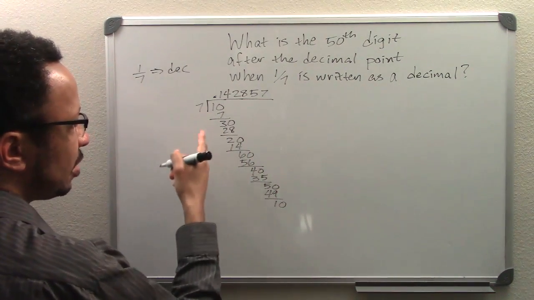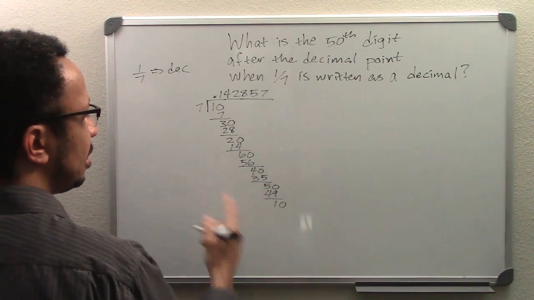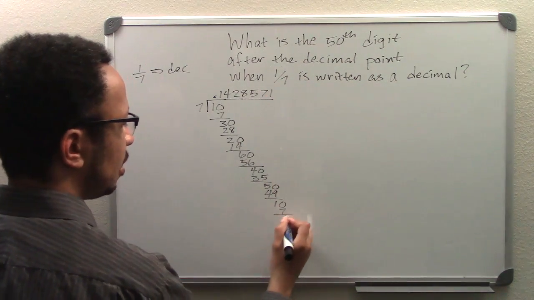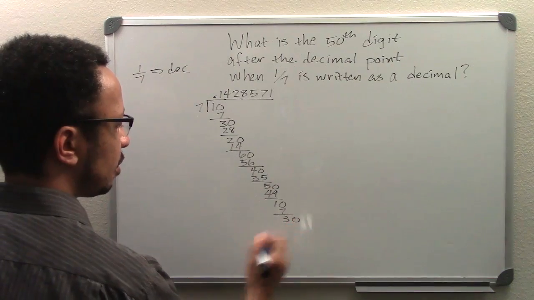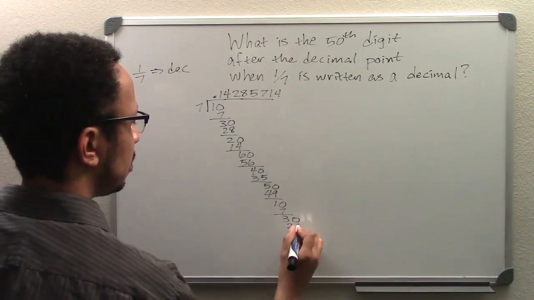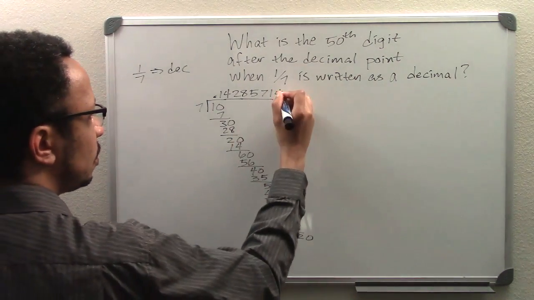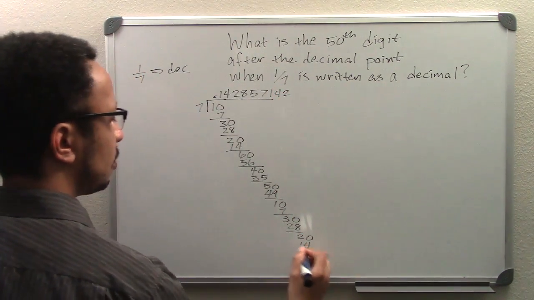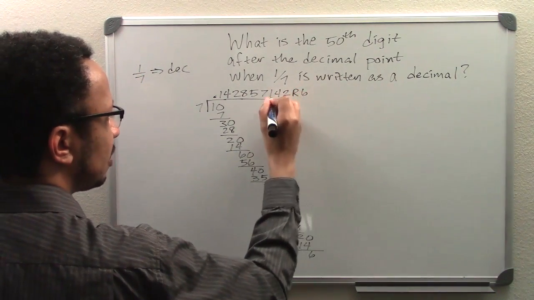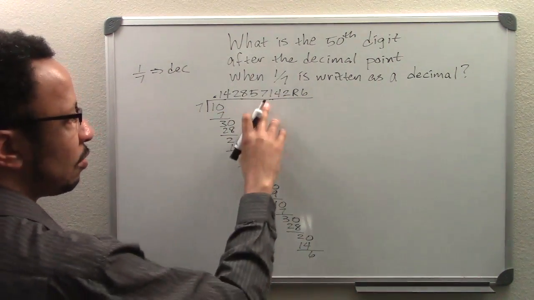And so now we have 7 going into 10 again. So that seems like the start of a pattern. But let's keep going. 7 into 10 goes 1 time. That's 7. That leaves us with 3, bring down the 0. 7 times 4 is 28. That leaves us with 2, bring down the 0. 7 times 2 is 14. That leaves us with 6. And so we'll just say remainder 6 at that point. So we can clearly see that it's starting to repeat the pattern.